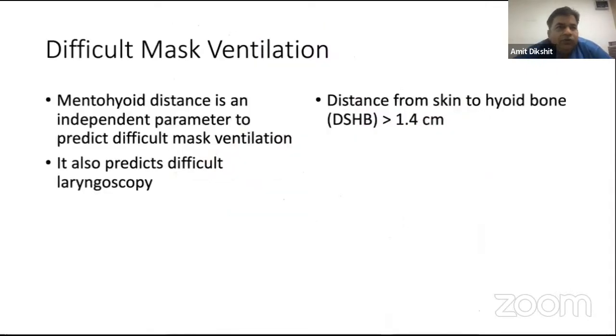So we have looked at various studies, and what are we talking about when it comes to difficult mask ventilation? The distance from skin to hyoid, if it is more than 1.4, predicts it. I'll be showing you the literature review as well. So it is a prediction of difficult mask ventilation, but the latest article tells that further detailing and studies are required in this regard.